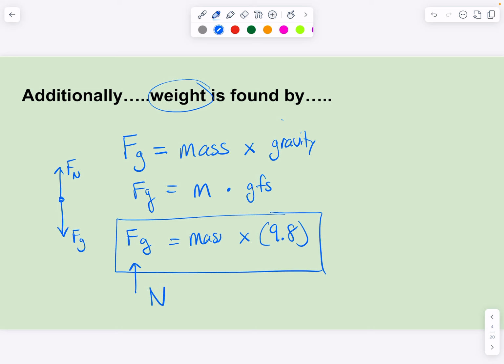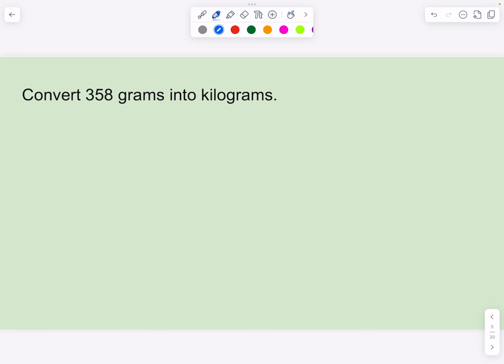Sometimes they'll give you something that has a newton value, like 20 newtons, and ask you to find out what the mass is. In that case, we're going to work backwards to find the missing variable of mass by dividing 20 by 9.8 to find out what the mass might be. So that has come up, so be ready for that as well.